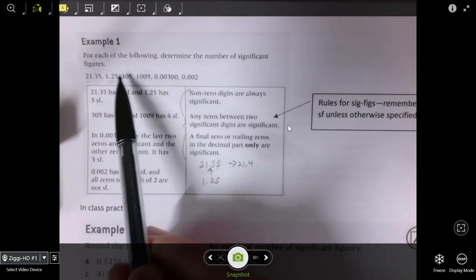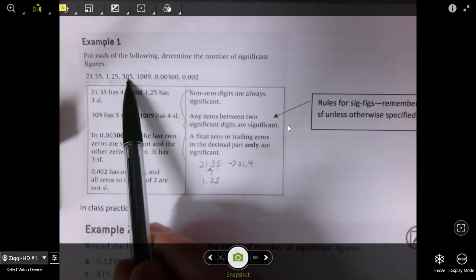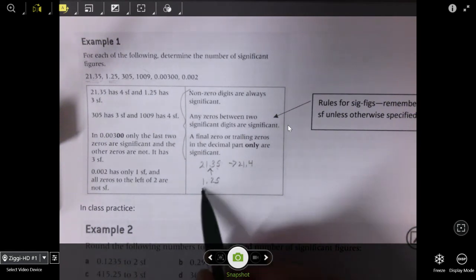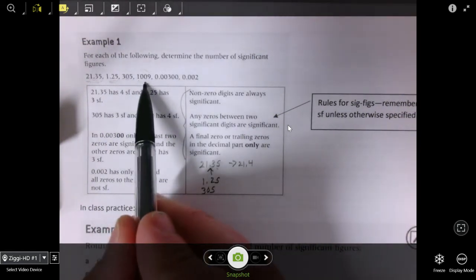305 also has 3 sig figs. So I'm going left to right. That 0 is a significant figure because it's to the right of when I started counting. So 305 is already 3 sig figs. 1009, that has 1, 2, 3, 4 significant figures.